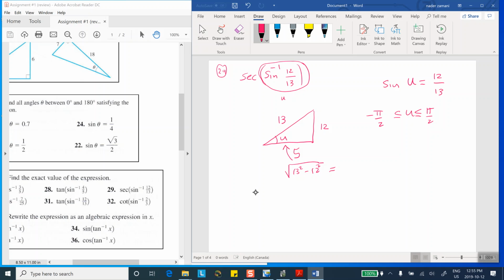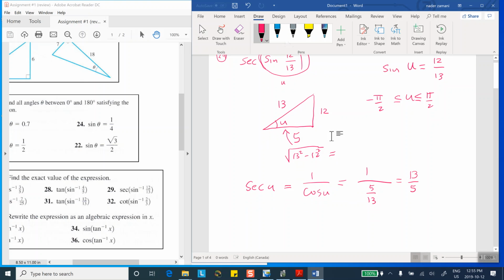Okay, so we want secant of u, and secant of u is 1 over cosine of u. Looking at this diagram, cosine of u is 5 over 13, adjacent over hypotenuse, and so secant is 13 over 5.